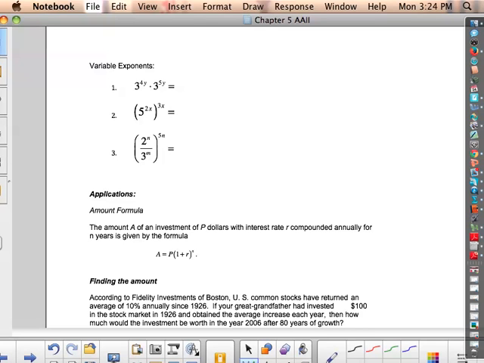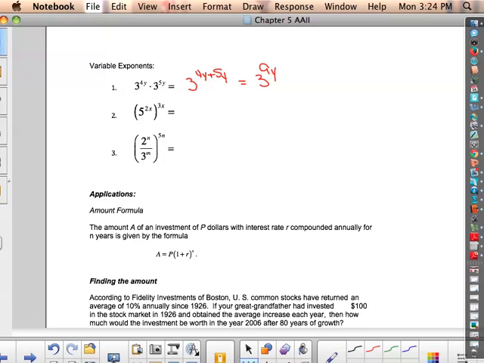Variable exponents, so that's when I have a variable in my exponent, not just a number. All the same rules still apply. So if I'm taking 3 to the 4y times 3 to the 5y, bases are alike, I can add those exponents. I get 3 to the 4y plus 5y, which gives me 3 to the 9y.